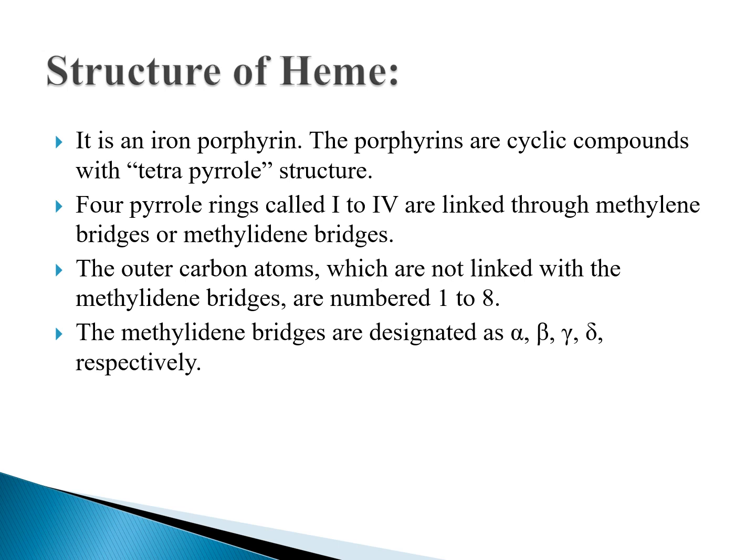Porphyrins are cyclic compounds that contain 4 pyrrole rings, hence it's called a tetrapyrrole structure. These rings are named 1 to 4 and are linked through methylene bridges or methylidene bridges. The outer carbon atoms which are not linked through methylidene bridges are numbered from 1 to 8, and the methylidene bridges are designated as alpha, beta, gamma, delta respectively.